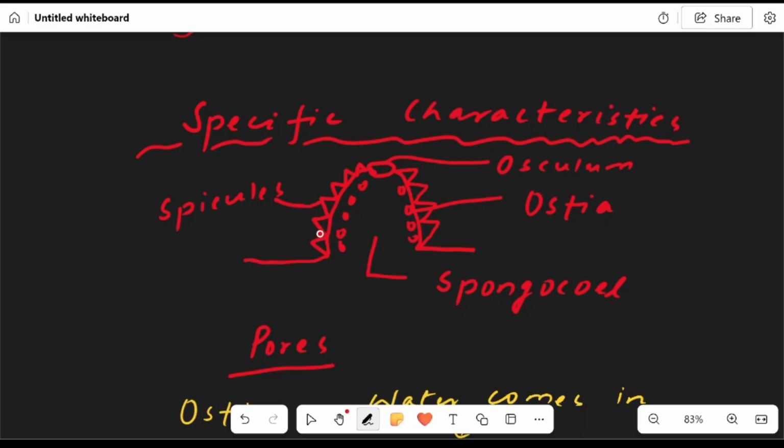So we have these spicules. You can see there, this one is the large cavity, spongocoel. Ostia, small pores, and its osculum. So the water enters through ostia and it enters into the spongocoel. From the spongocoel, the water goes out through the osculum. These are the spongin fibers for spicules.